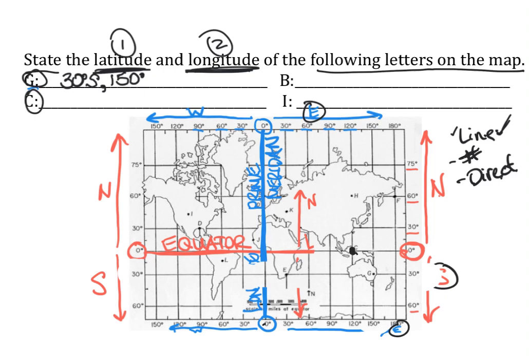So here's point C. I have to do latitude first, so I'm looking for my latitude line, which is this one. And, oh, that's the equator. Okay, I need the number for that, which is 0 degrees.